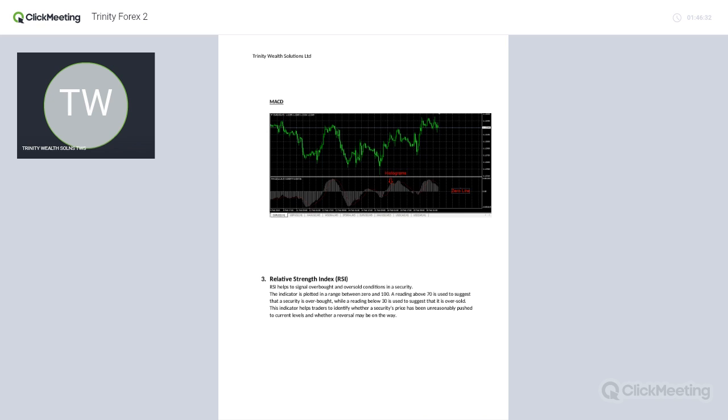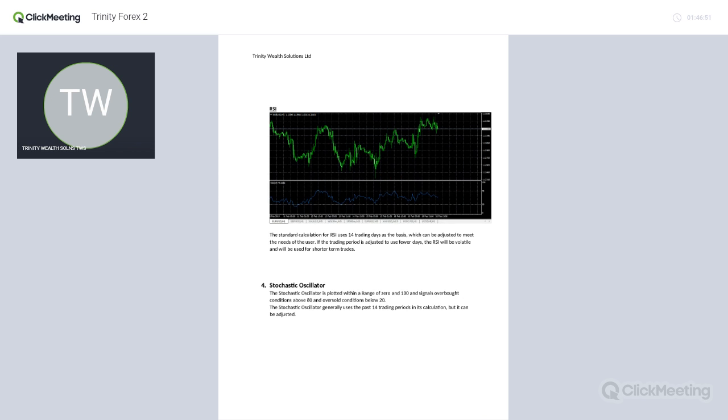So this indicator helps traders to identify whether a security's price has been unreasonably pushed to current levels and whether a reversal may be on the way, right? So this indicator just helps us to know whether that particular pair has been oversold or overbought, depending on where it is at the time of our analysis, okay? So we look at a chart here.